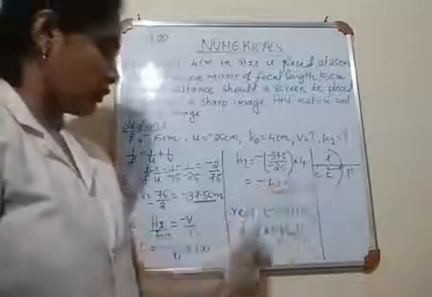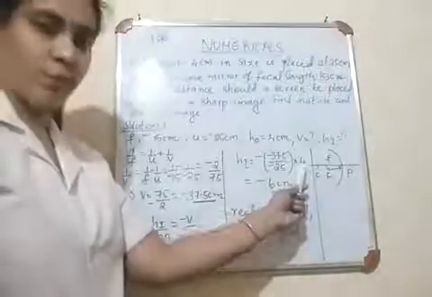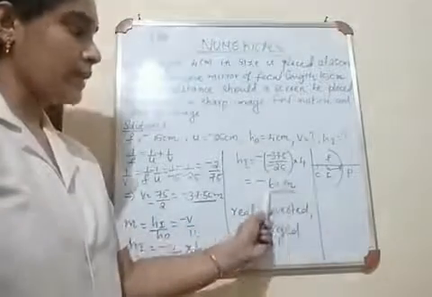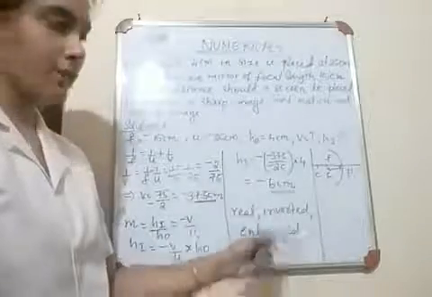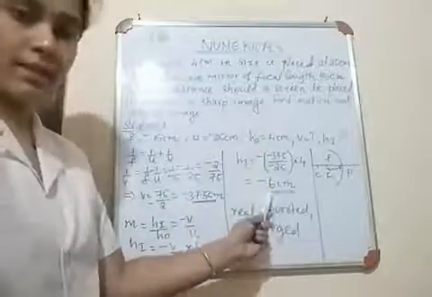Then into height of object. What is the height of the object? 4. And when you simplify, you will get minus 6 centimeter. That is the height of the image. So the size of the image is minus 6 centimeter.